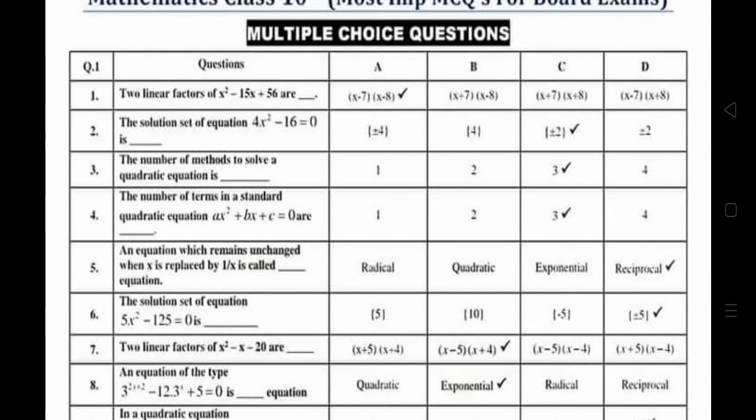The number of terms in a standard quadratic equation ax square plus bx plus c is equal to 0 is 3. An equation which remains unchanged when x is replaced by 1 over x is called reciprocal equation. The solution set of equation 5x square minus 125 is equal to 0 is plus minus 5.